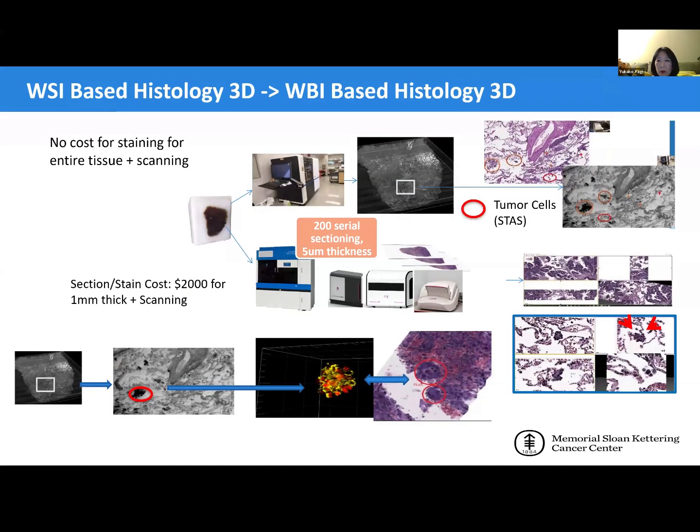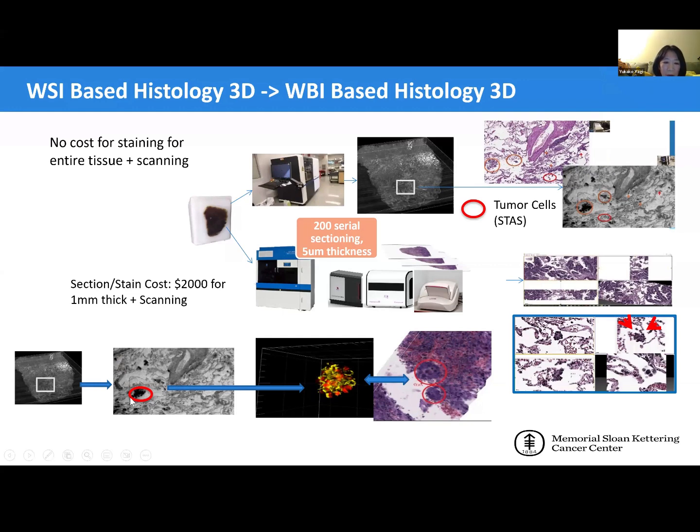Yeah, it's a lot of money if we section 300 slides and stain them, especially with immunofluorescence. So it's a lot of money. So we shifted to a combination of whole slide image and whole block image.